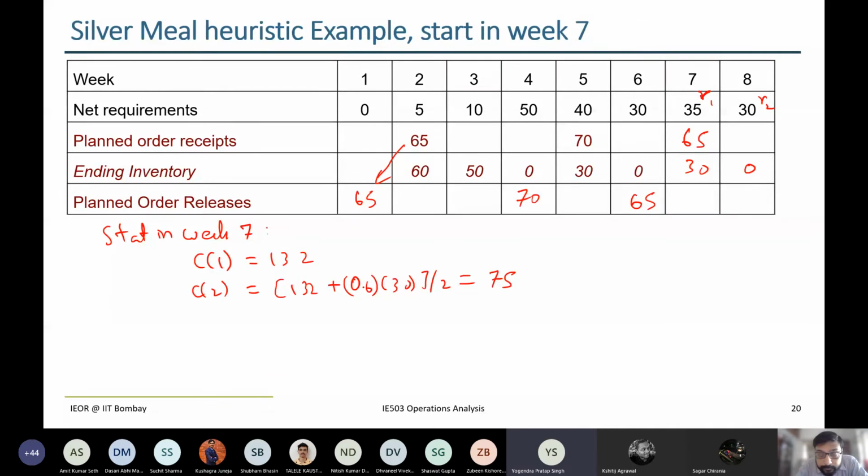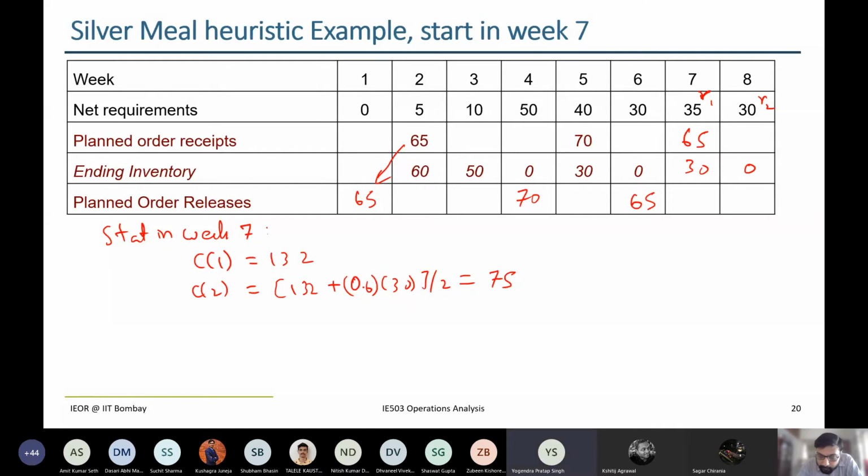Yeah. So in the table. Let's say we have to stop at week 7 instead of week 8. Yeah. So only setup cost will be incurred. That's it. And our total cost will be minimum. And to minimize the total cost, the planned order receipts will be 35 in week 7. Yes. And the number of setups may continue to remain the same, but the ending inventory will change.